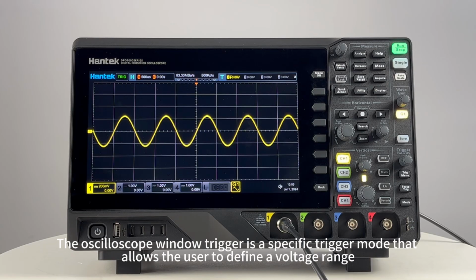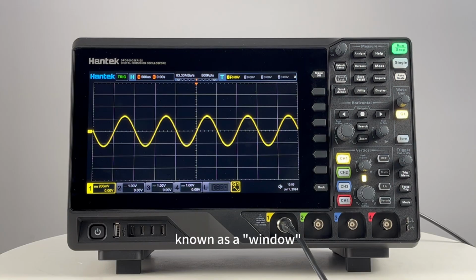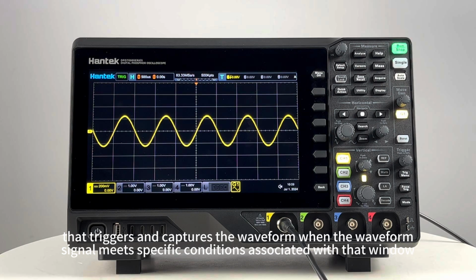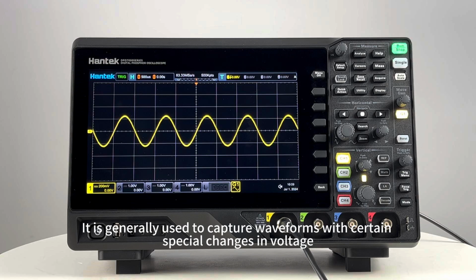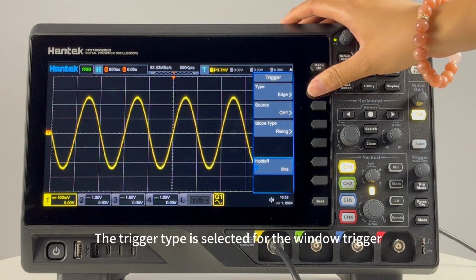The oscilloscope window trigger is a specific trigger mode that allows the user to define a voltage range, known as a window, that triggers and captures the waveform when the waveform signal meets specific conditions associated with that window. It is generally used to capture waveforms with certain special changes in voltage. The trigger type is selected for the window trigger.